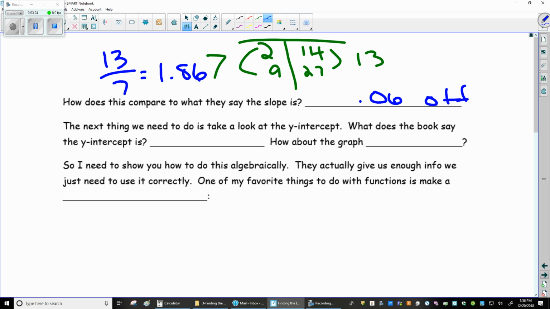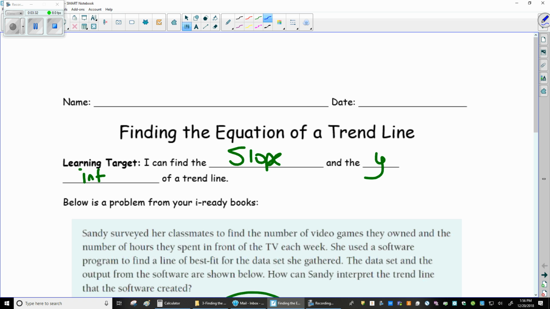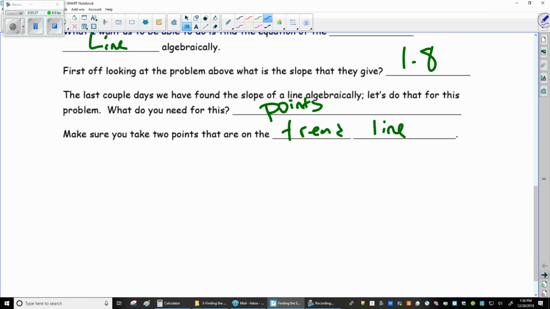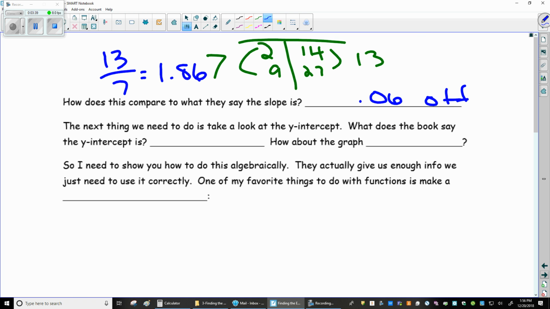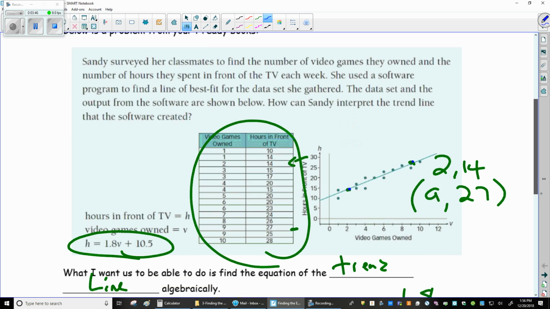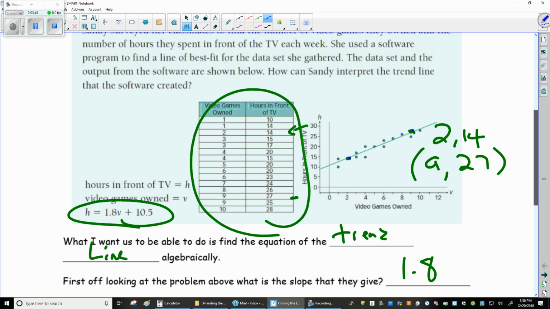The next thing we need to do is take a look at the y-intercept. Now, what does the book say the y-intercept is? If I look back, I think the book said the y-intercept is something like 10.5. So going back to where we were, they say it's 10.5. How about the graph? Let's look at the graph and see what they think the y-intercept is just by looking at the graph. Looking at the graph, the y-intercept, this is actually sort of confusing. When I first did this, I thought that was the y-intercept, but this is 0, so it's right there, which is just a little bit above 10, and that makes sense. It says it's 10.5.